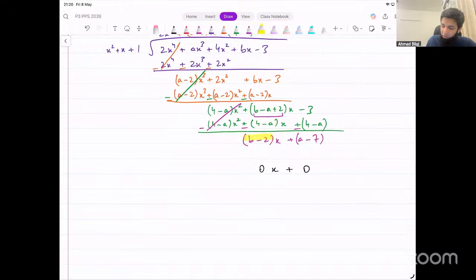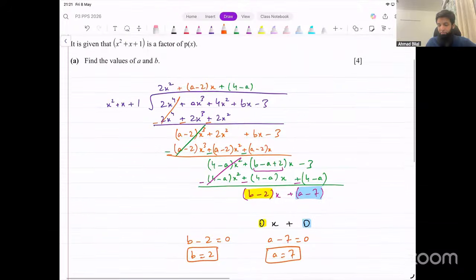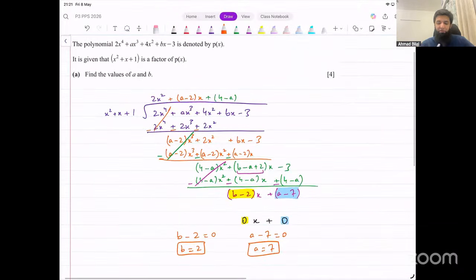So you put both of them equal to 0 individually: put b minus 2 equal to 0, and a minus 7 equal to 0. That will give you b minus 2 equal to 0, so the value for b turns out to be 2, and a minus 7 equal to 0, so the value of a turns out to be 7. These are the values of a and b that we get if this is a factor.